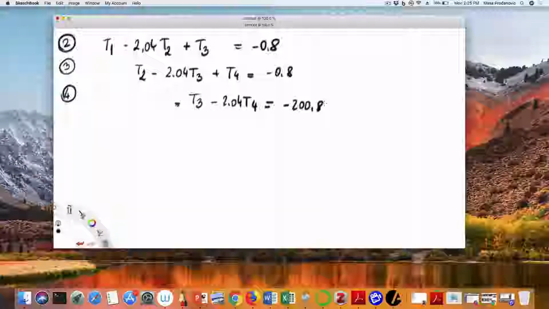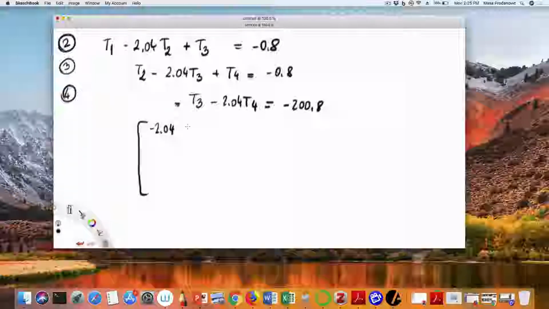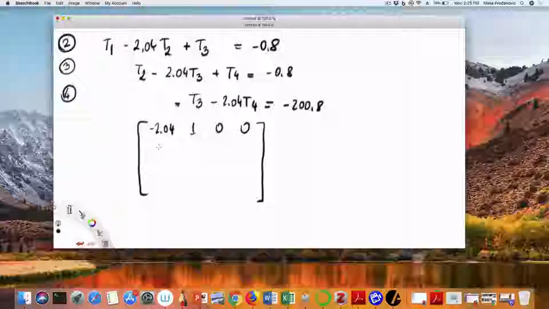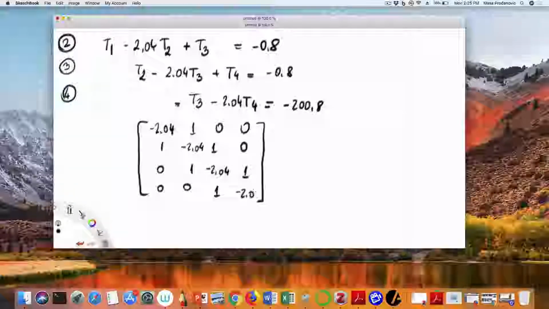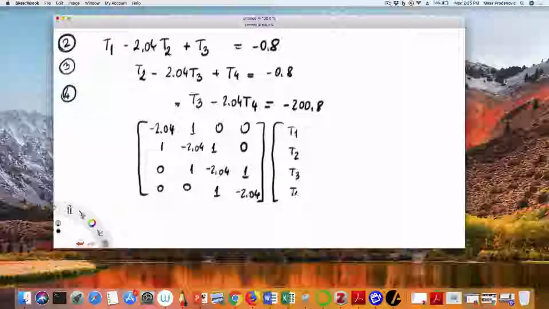And then I get a structure like this. This is basically when I actually write it down as a system, you would get something like that: minus 2.04, 1, 0, 0; 1, minus 2.04, 1, 0; 0, 1, minus 2.04, 1; 0, 0, 1, minus 2.04. Again, I get a kind of banded structure that is moving through.